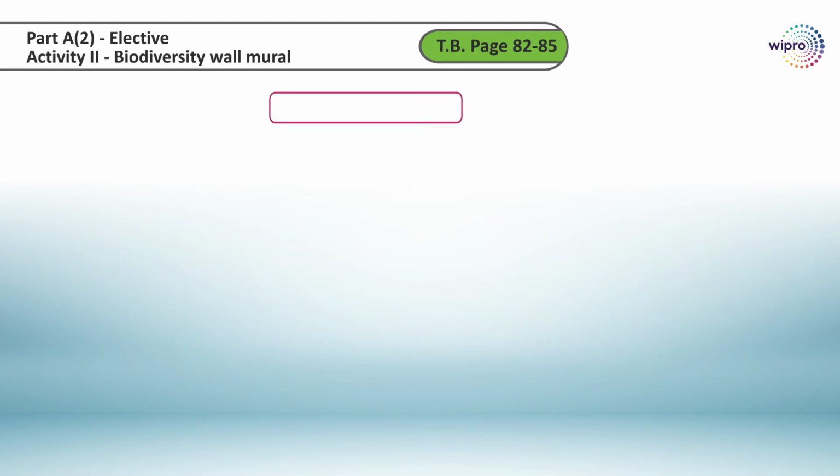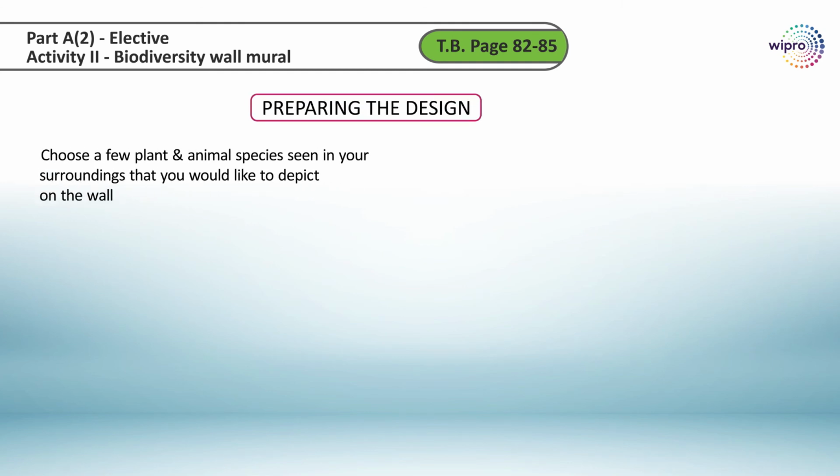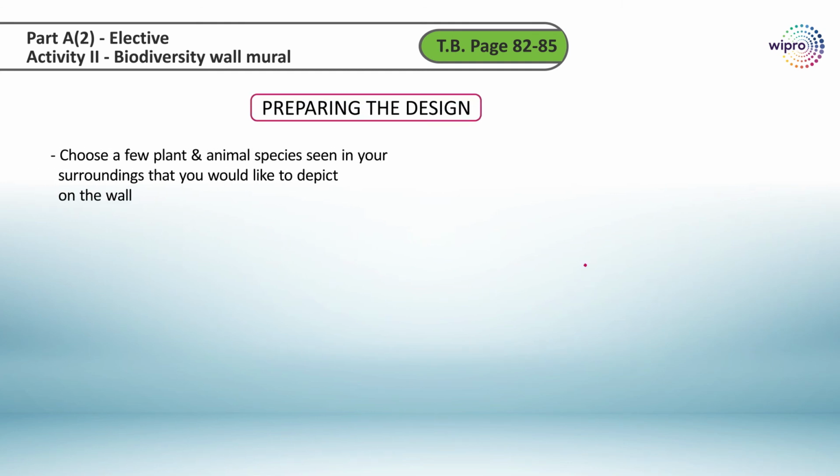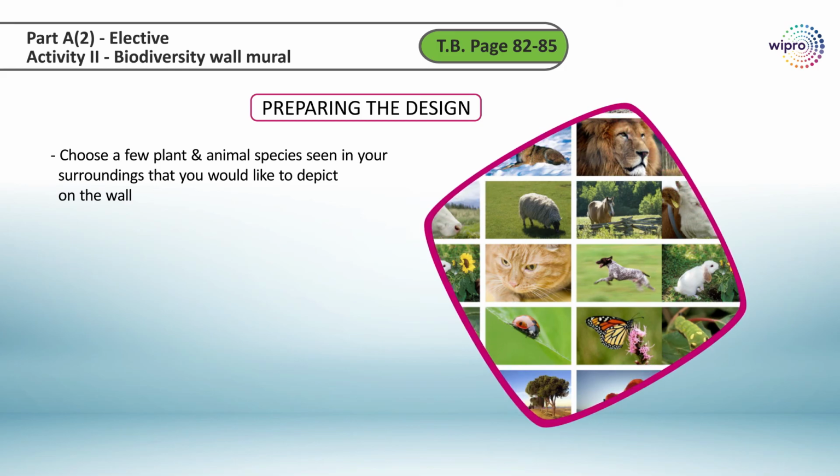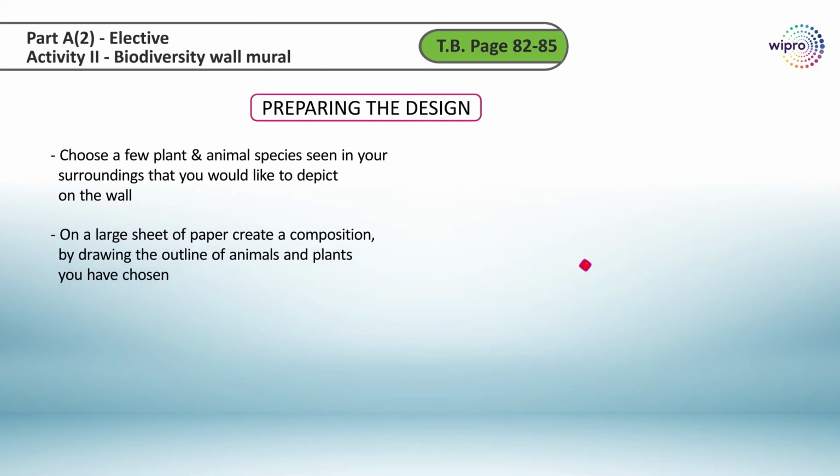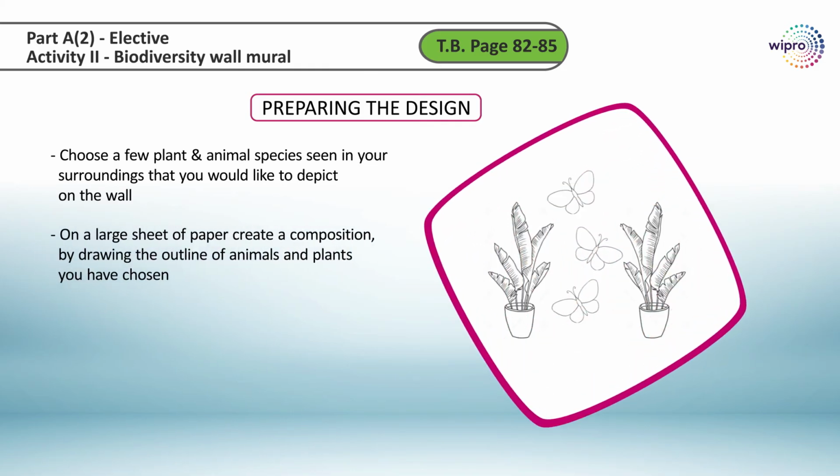First, preparing the design. Based on Activity 1 and Activity 2, choose a few plant and animal species seen in your surroundings that you would like to depict on the wall. On a large sheet of paper, create a composition, which is an arrangement of the visual elements, by drawing the outline of animals and plants you have chosen. You can include decorative elements too in your composition.